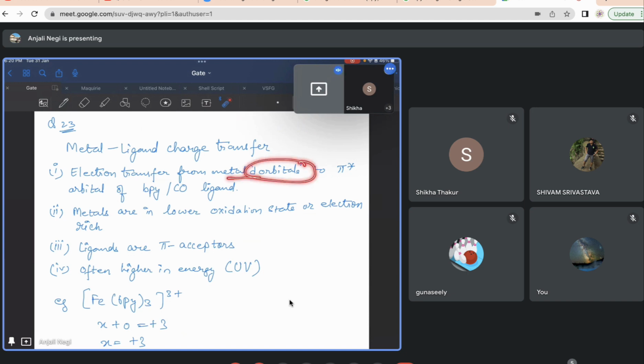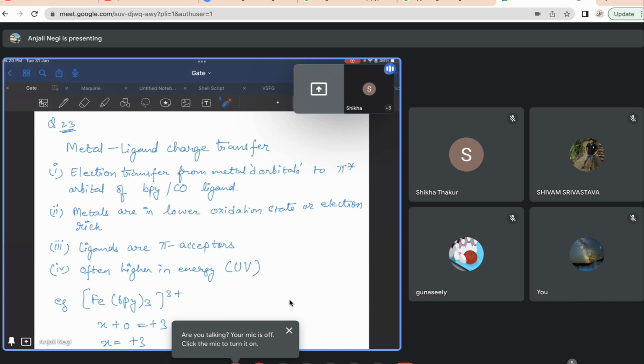d orbital to the pi antibonding orbital of the ligand. Here I am giving you two examples, that is bipyridine and CO. These two are pi acceptor ligands, and hence they can accept electrons from metal d orbitals to their pi antibonding orbitals. Also, you have seen this type of back bonding that we discussed in our previous live session. So that was also a metal to ligand charge transfer, what we called back bonding.